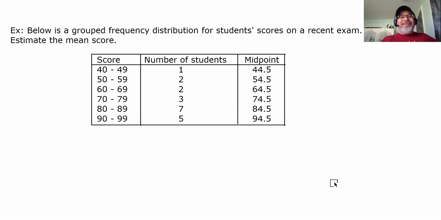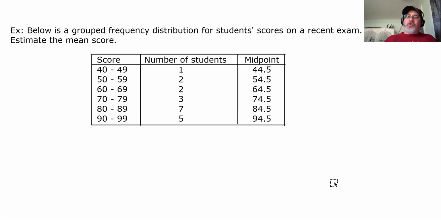All right, so we're pretending that the first student in the first range made a 44.5, the two students in the second range made 54.5, the two students in the 60s both made 64.5, the three students in the 70s all made 74.5, the seven students in the 80s all made 84.5, and the five students in the 90s all made 94.5. Now we have our best guess for each person's test score. So how do we find the average now?